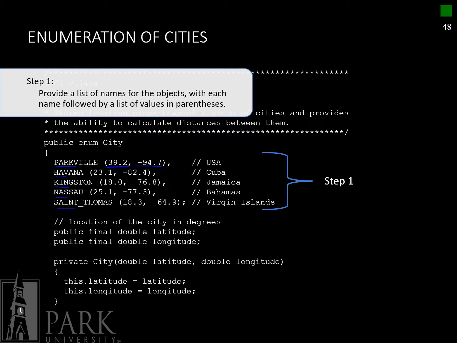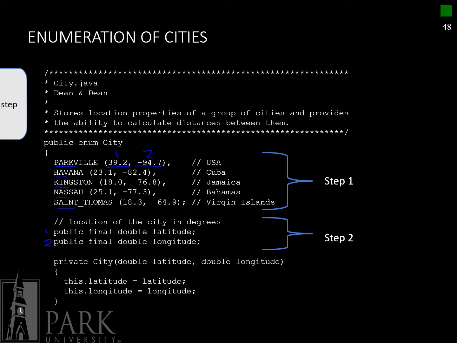Right? Okay, step 1. Step 2, provide a list of instance constants that correspond to and will store each of the object's parenthetical list of values. So here you can see we have 1, 2 values, right? Well, look, we have 1, 2 variables to store those values. So the first one is probably going to be the lat, and the second one is probably going to be the longitude, right? Okay, not too bad.